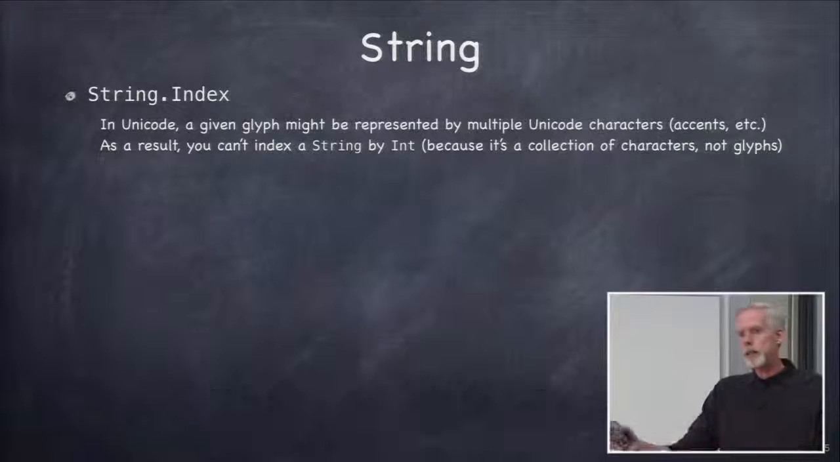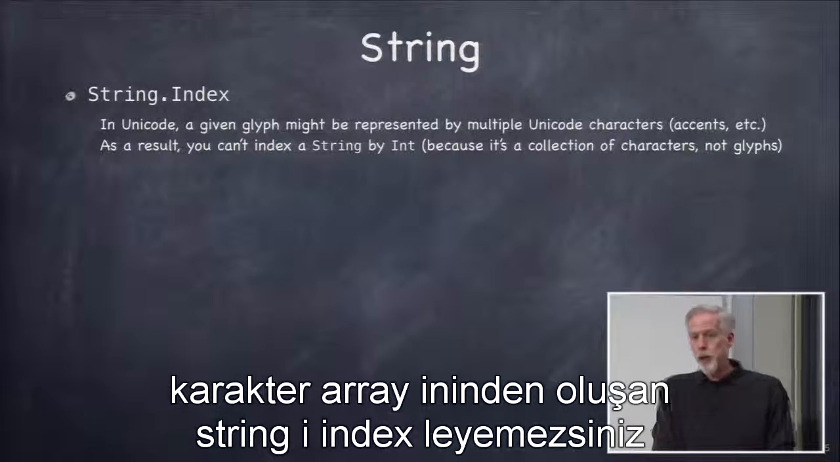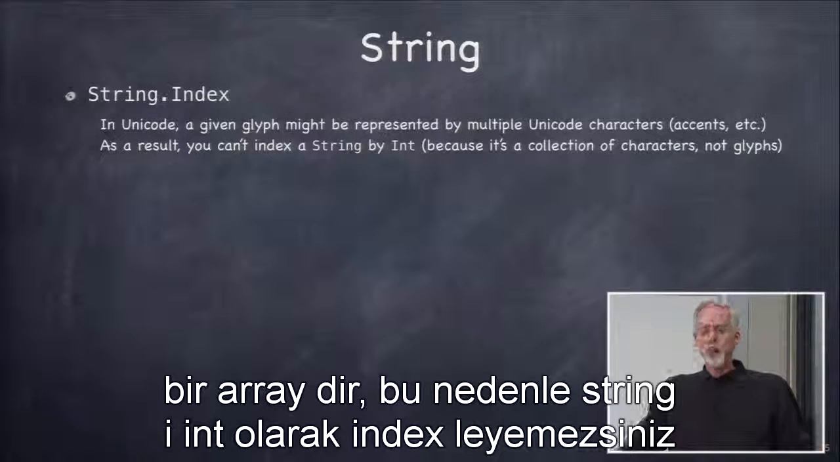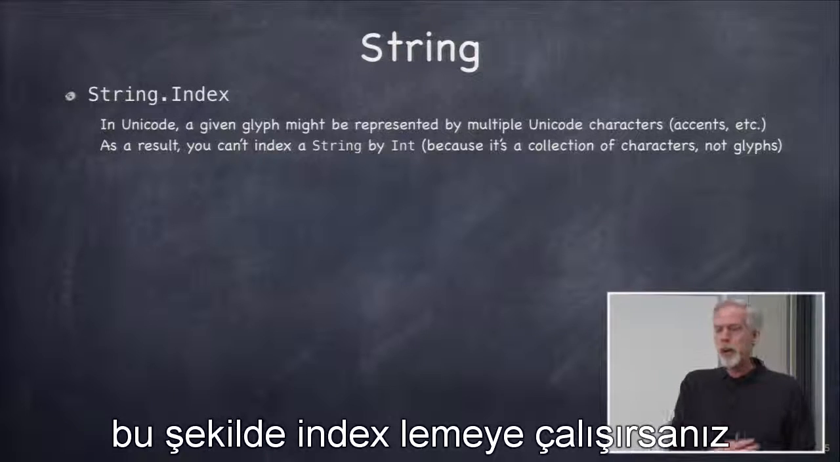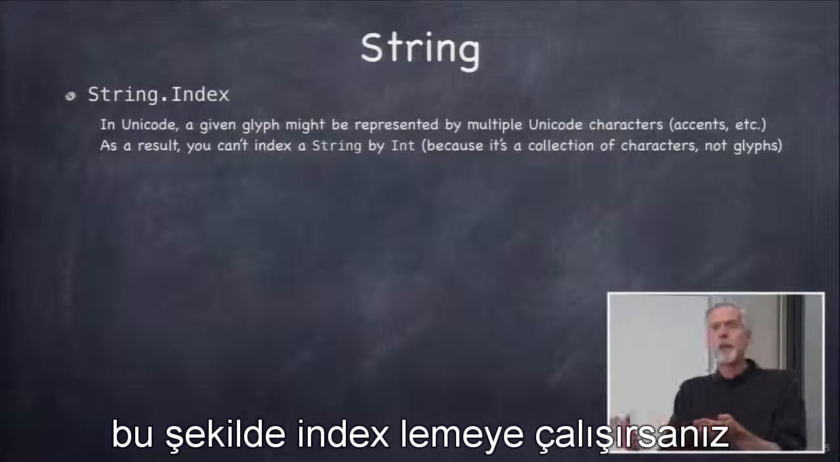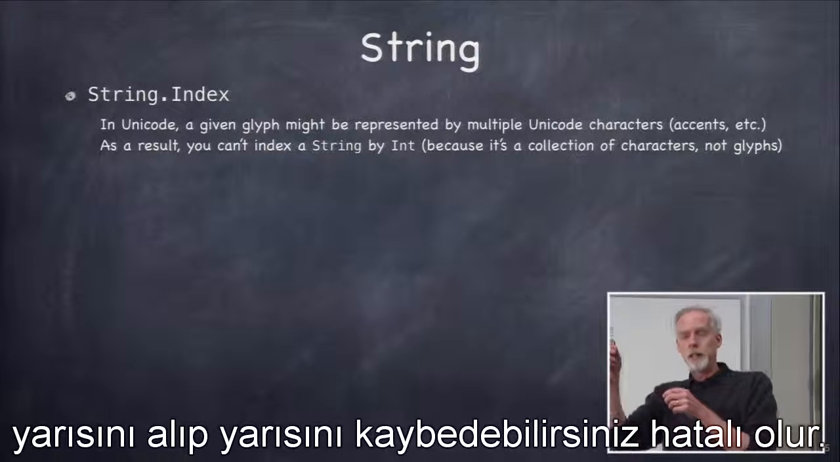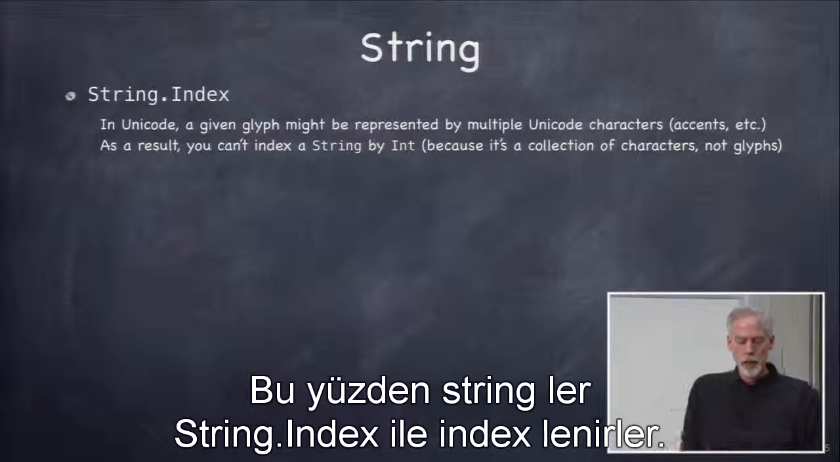So you can't index into this string, which is an array of characters. That's what a string is. A string is, essentially internally, an ordered collection of Unicode characters. You can't really index by int, or you might be halfway through the accent aigu, and you're getting, you know, either the accent aigu or the E, but not the character.